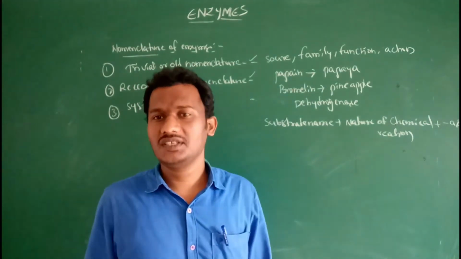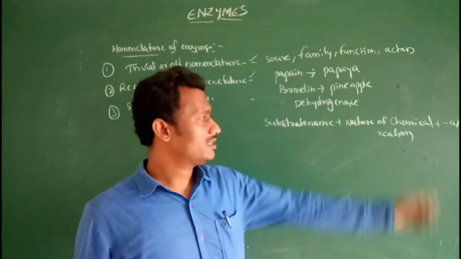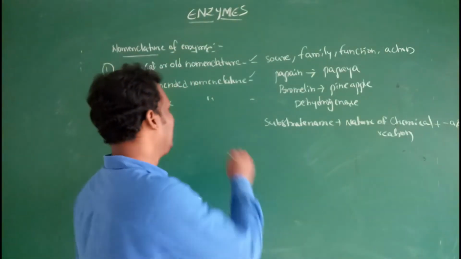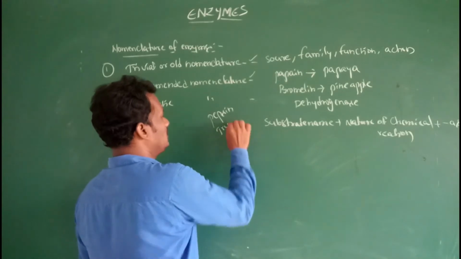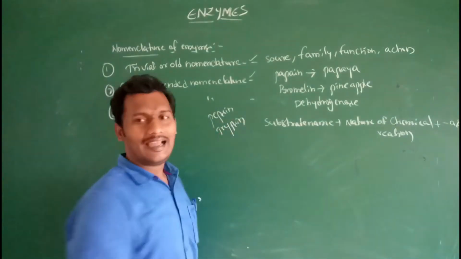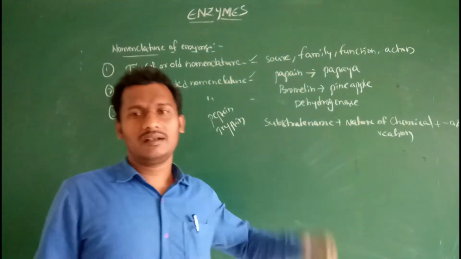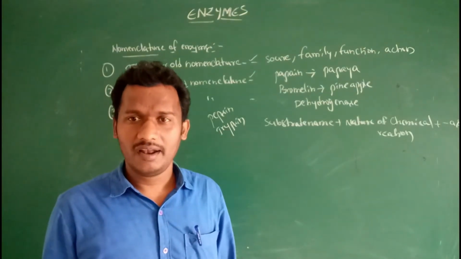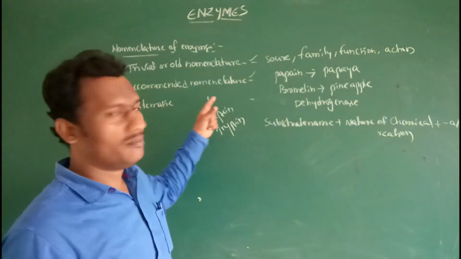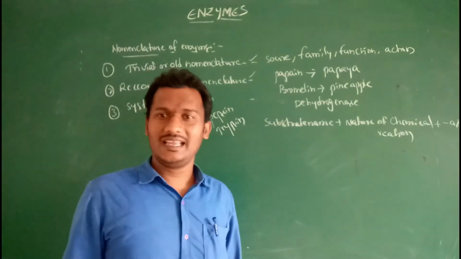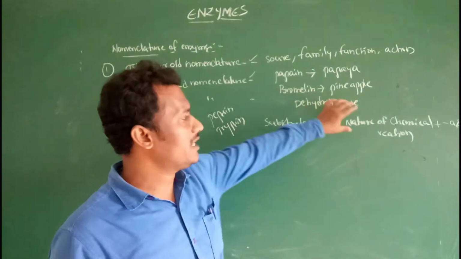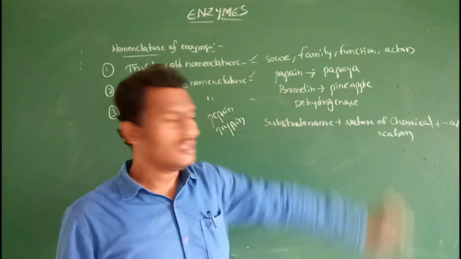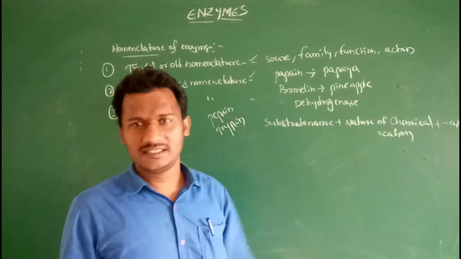But some enzyme names do not have the suffix "ase", like pepsin, then trypsin, then chymotrypsin, etc. But these are valid names. So according to recommended nomenclature, each enzyme name contains the word of the substrate name. Next one, type of chemical reaction, then the suffix word.